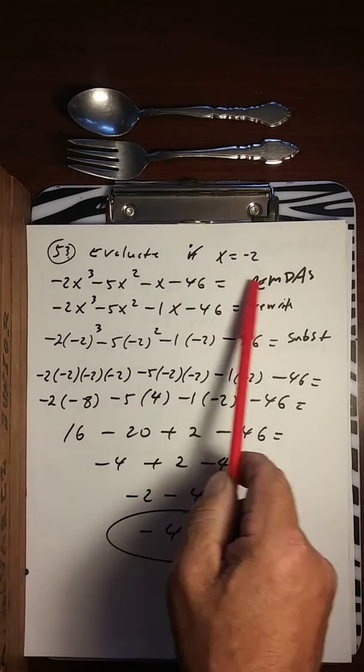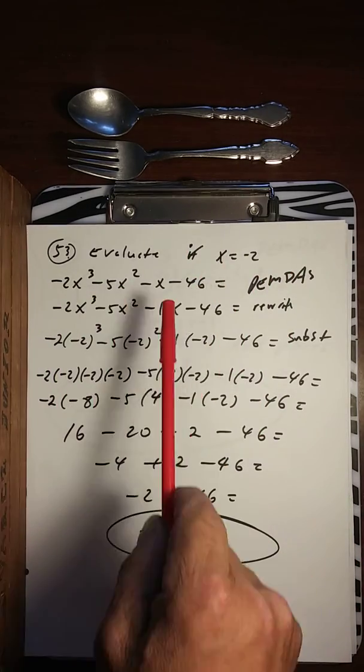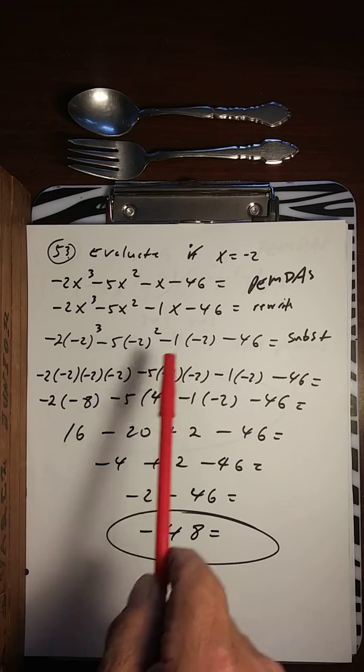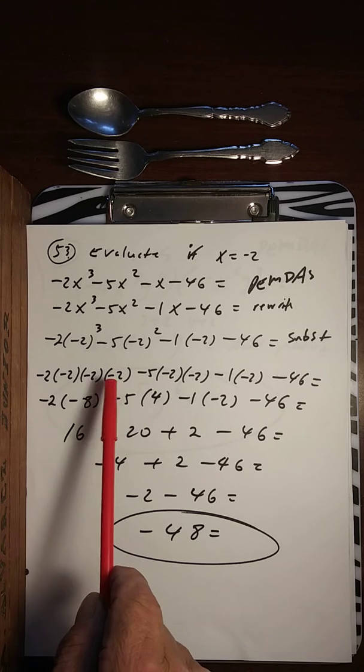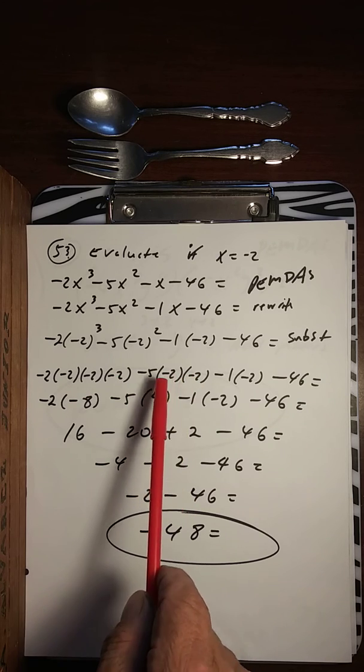Evaluate if x equals negative 2. So we're going to put this negative 2 in this formula. So we're going to put negative 2 there, negative 2, negative 2. The negative 2 cubed means what? Negative 2 times negative 2 times negative 2. So now that means negative 8. And this times this means 4.